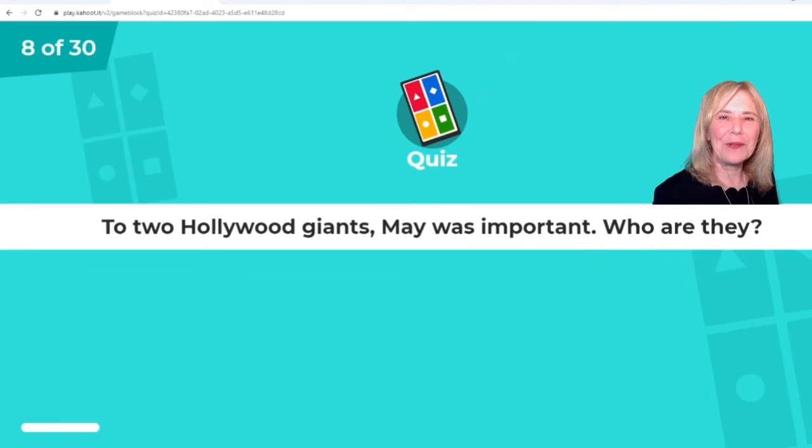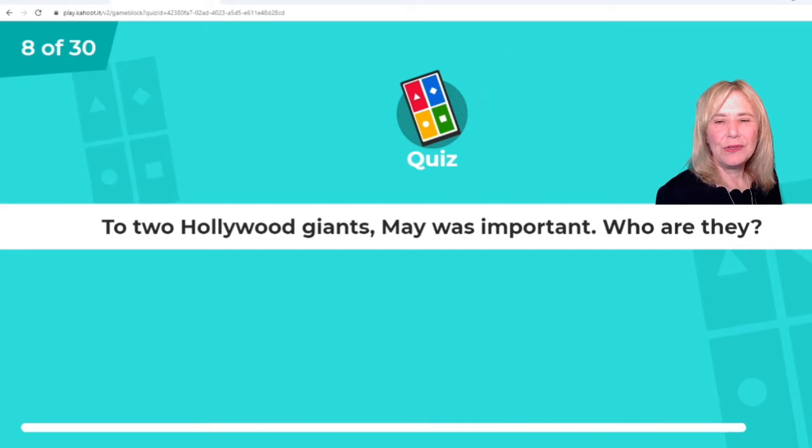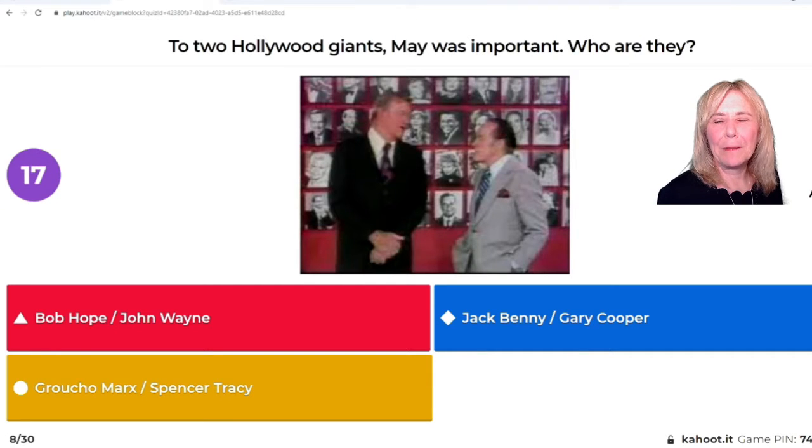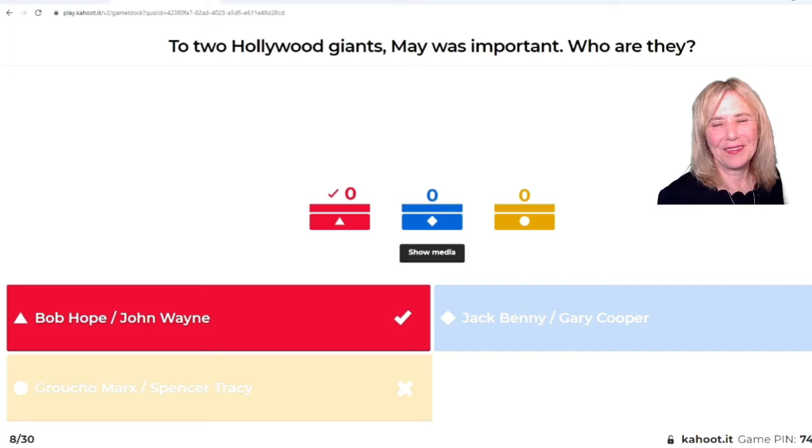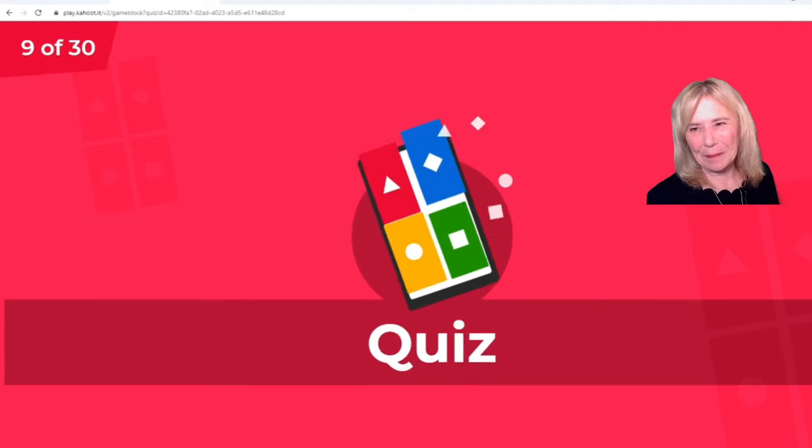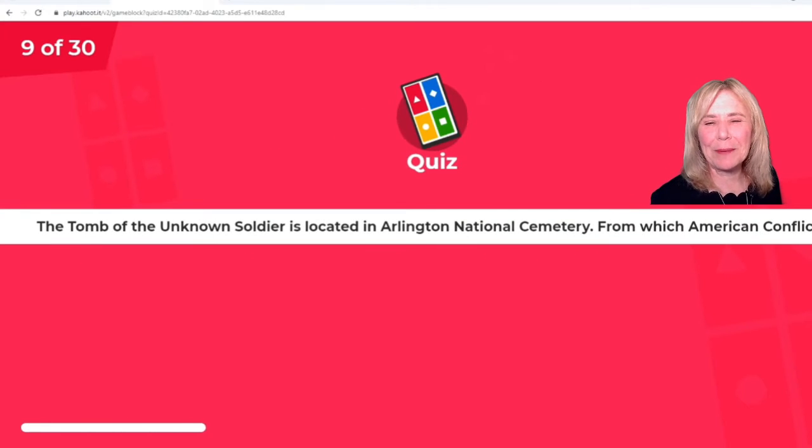All right, here we go with question number 8. To two Hollywood giants, May was important. Who are they in those pictures? Is it Bob Hope and John Wayne, Jack Benny and Gary Cooper, or Groucho Marx and Spencer Tracy? Let's see if you can guess. If you guessed Bob Hope and John Wayne, you guessed the right answer.